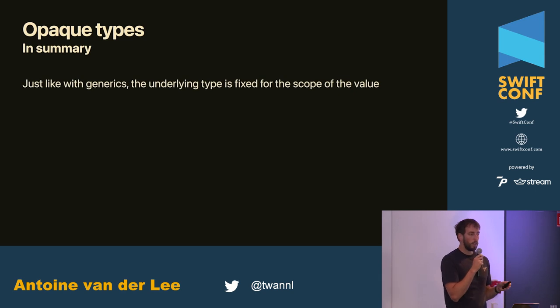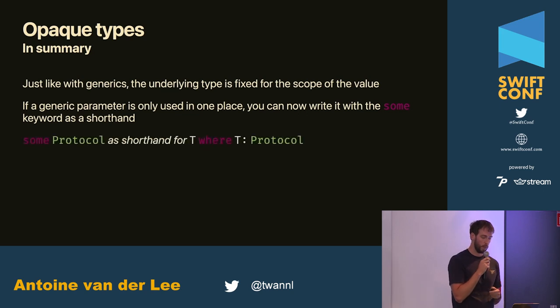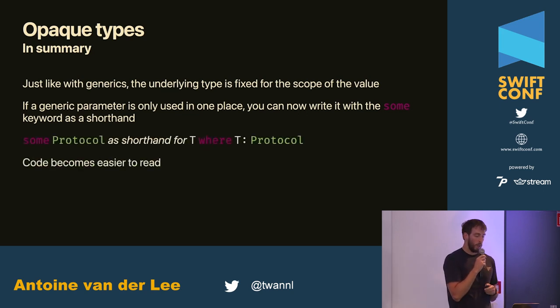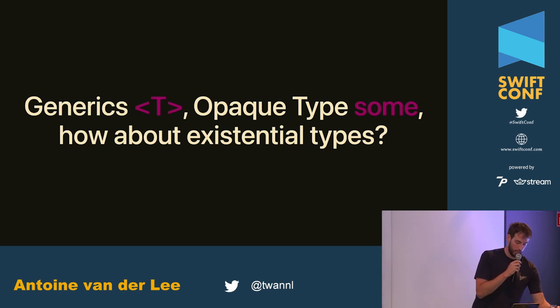So just like with generics, the underlying type is fixed for the scope of the value. And I'll explain it later with some examples. If the generic is only used in one place, so only in one method definition and not in a return type, for example, you can use it now with the some keyword, it's a shorthand. And I believe that code becomes easier to read. You don't have that, well, more difficult generic kind of syntax to learn. Generics.